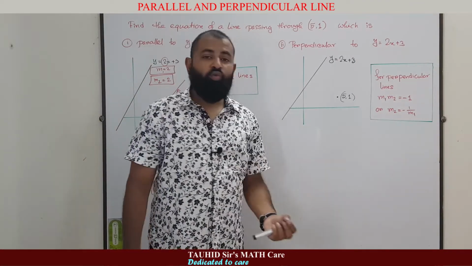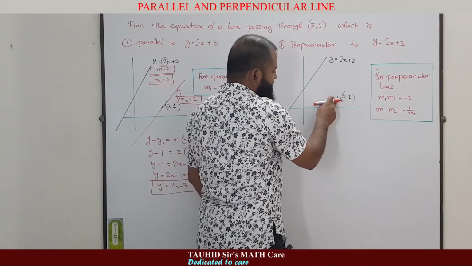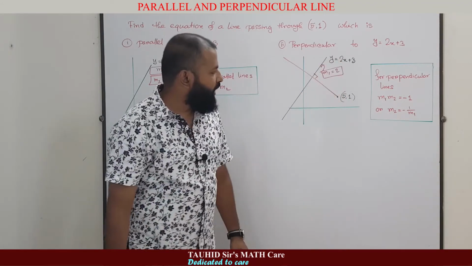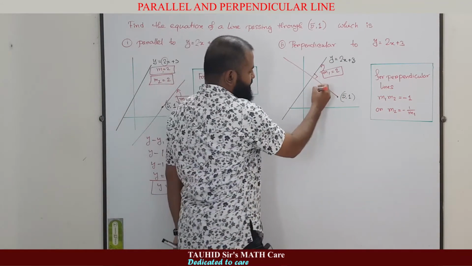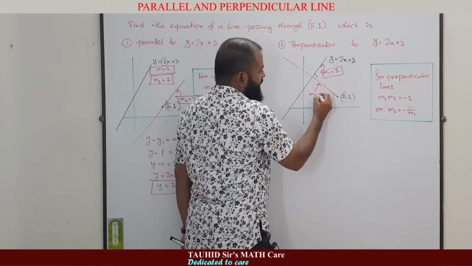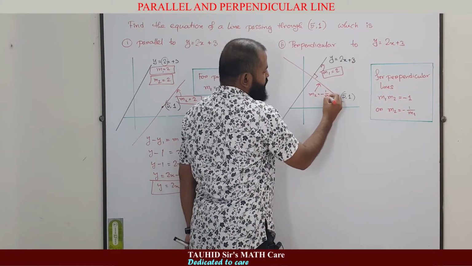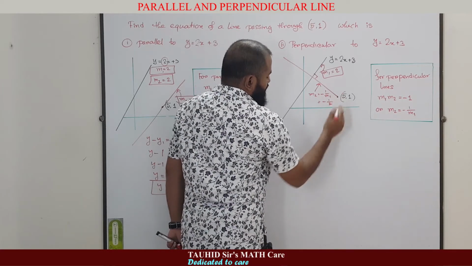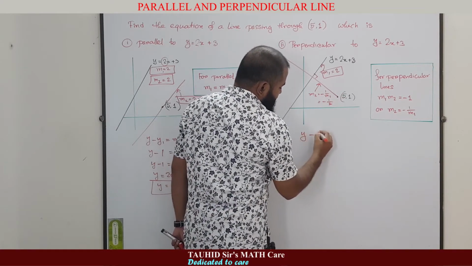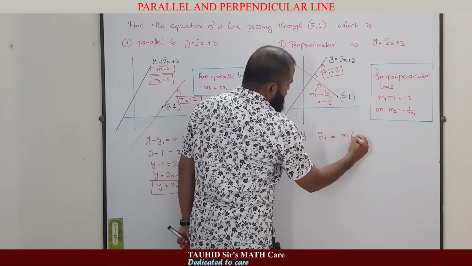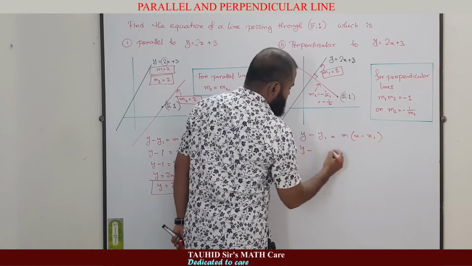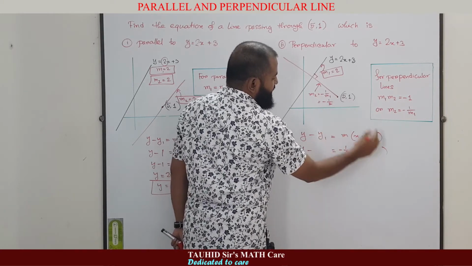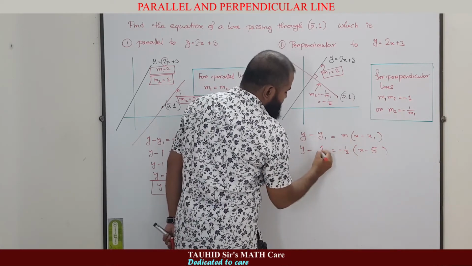Now we need to find a straight line passing through this point and perpendicular to this line. So what will be the gradient m2? m2 equal to -1 by m1, that means -1 by 2. And the equation of this perpendicular straight line: y minus y1 equal to m into x minus x1. Gradient here is -1/2, x1 is 5, y1 is 1.